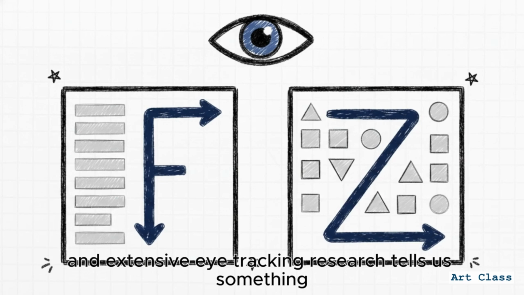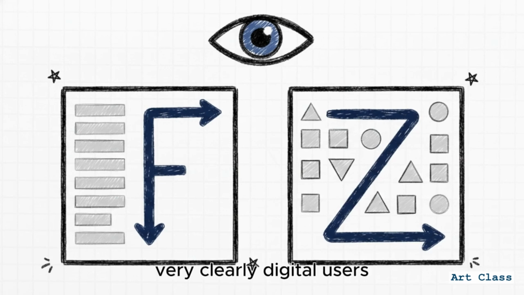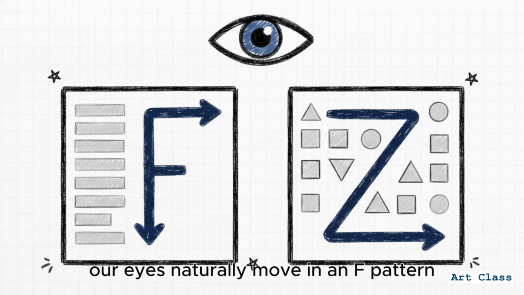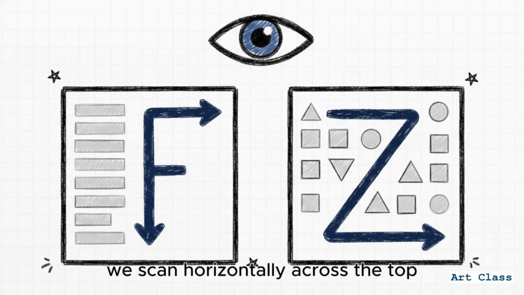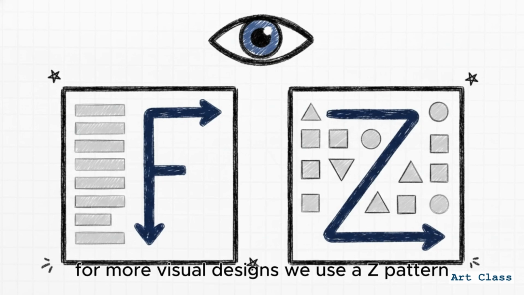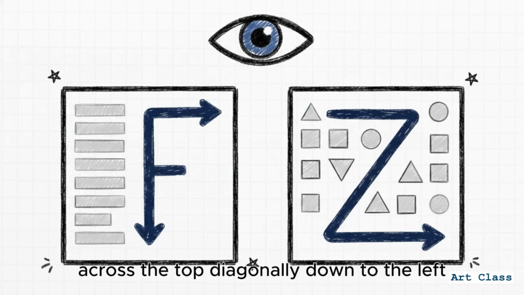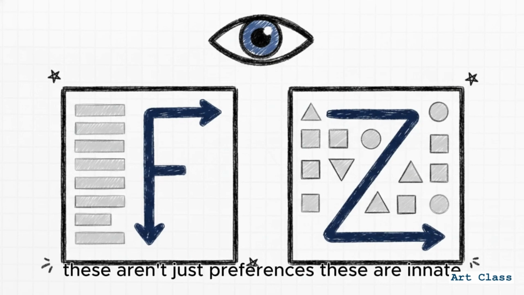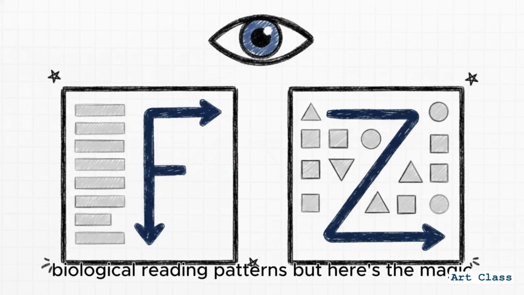And extensive eye-tracking research tells us something very clearly. Digital users skim and scan. They do not read line by line. On a text-heavy page, our eyes naturally move in an F pattern. We scan horizontally across the top, move down the left side, and shoot across again when a keyword catches our eye. For more visual designs, we use a Z pattern, across the top, diagonally down to the left, and then horizontally across the bottom. These aren't just preferences. These are innate, biological reading patterns.